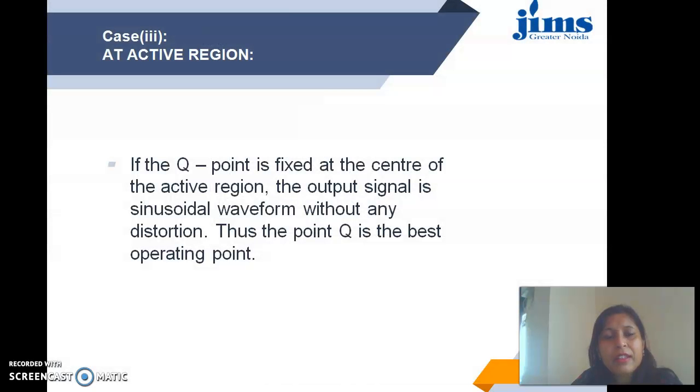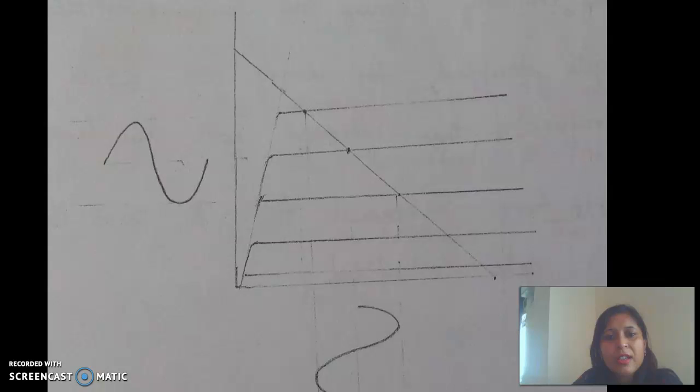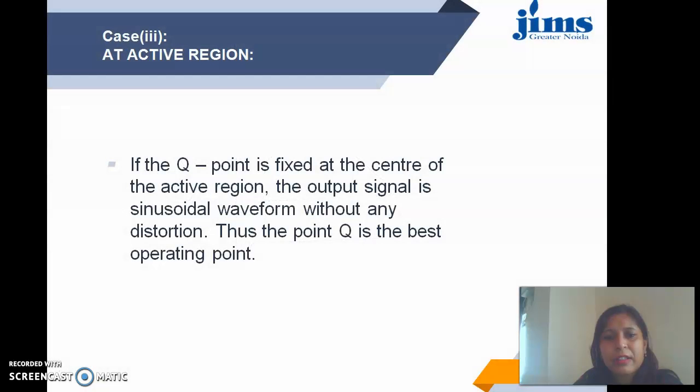Now the final third region is the active region. If we take the Q point at the center of the active region, the output signal is a sinusoidal waveform without any distortion. So there will be a perfect sinusoidal output voltage, something like this. For a complete input cycle, we have a full output cycle. It is a rough sketch. Therefore, out of the three regions, the best region for taking the Q point is the active region.